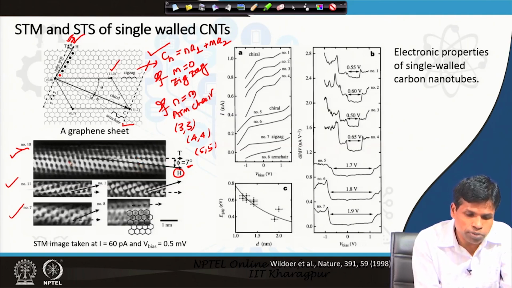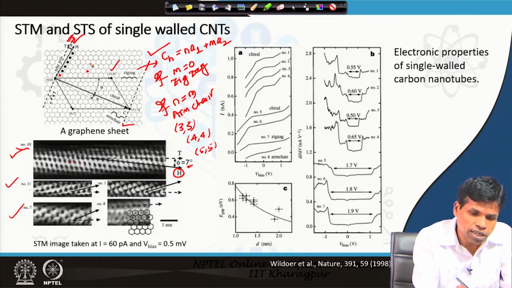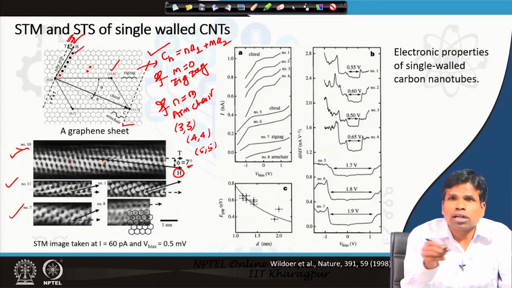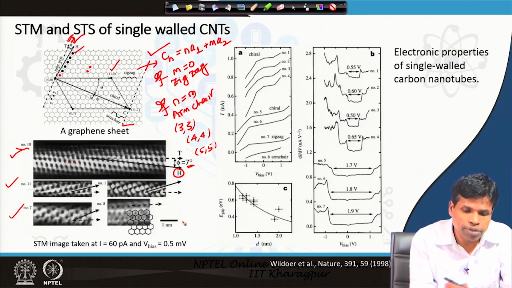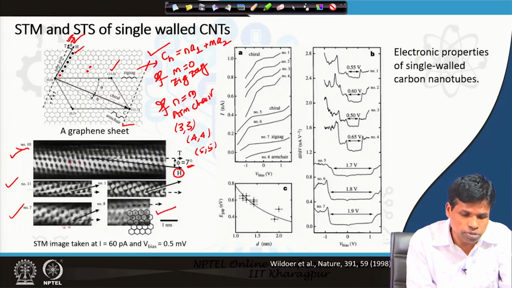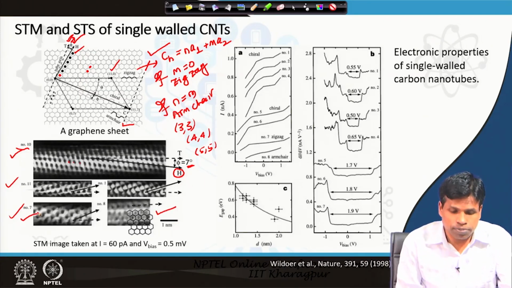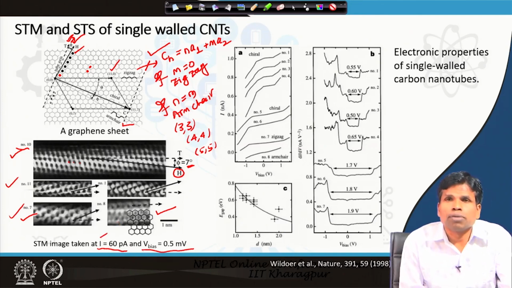because these darker places are the middle of the hexagon, as mentioned here, and the brighter portions are the atomic positions of the carbon atoms. In this way, the chiral angle can be measured. From the chiral angle, it can be known whether it is a chiral tube or an armchair tube, this is like an armchair tube, this is like a zigzag tube, one can measure. This measurement was done with a bias voltage of 0.5 millivolt with 60 picoampere of current.